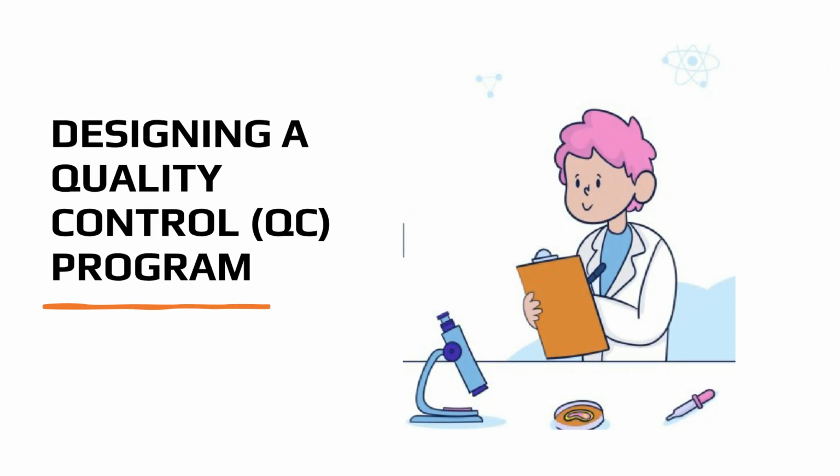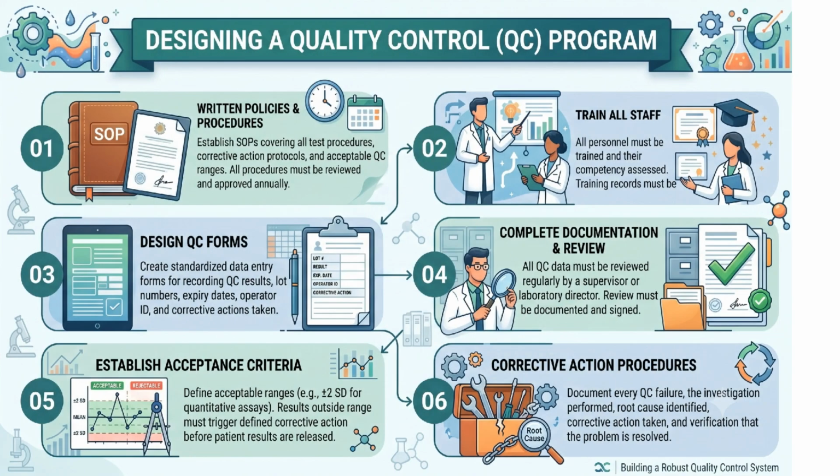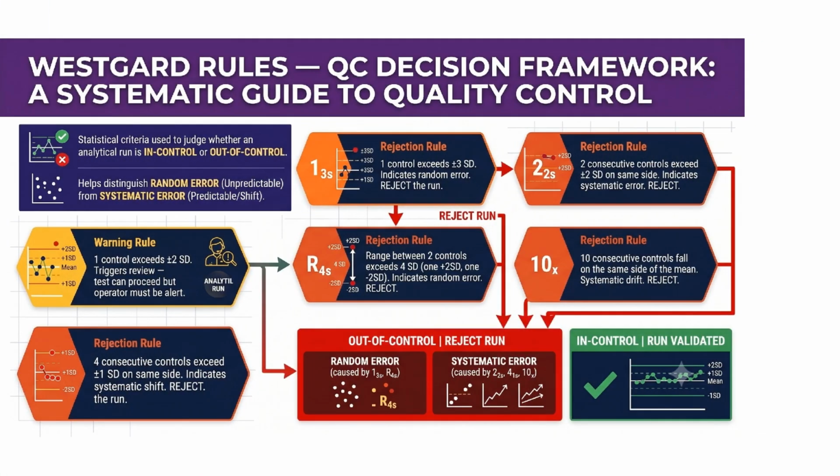Now, we will explore the essential steps in designing a robust quality control, or QC, program. To design a QC program, the laboratory must first have clear SOPs and policies. Staff must be trained and competent. QC results must be recorded properly. This helps the laboratory monitor test performance over time. The laboratory must also set acceptable limits for QC results. If QC fails, corrective action must be taken before patient results are reported. Westgard rules are used to help interpret QC results.